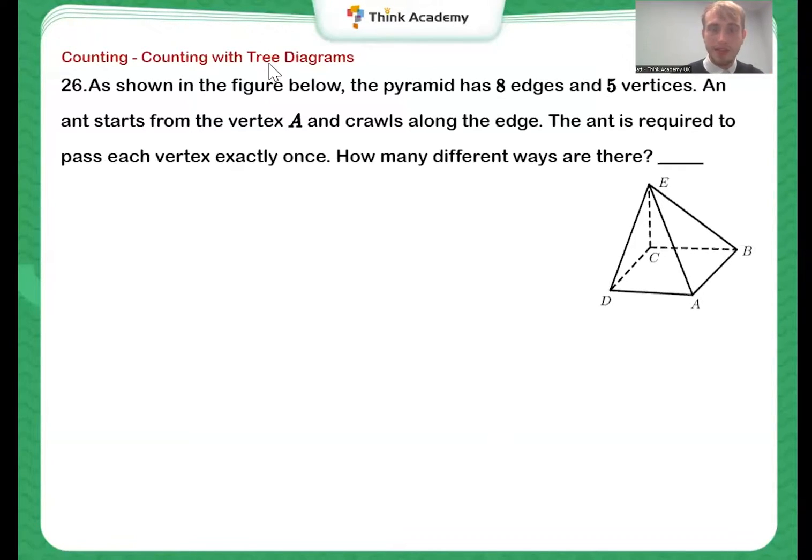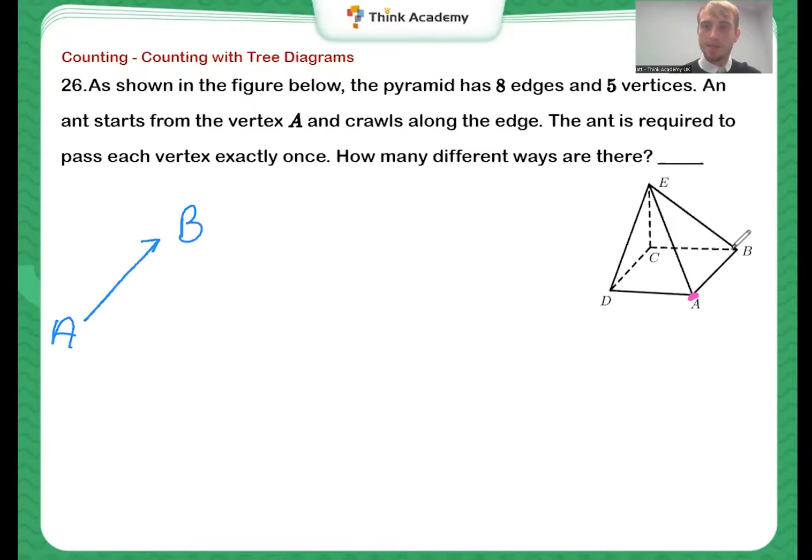Now, in terms of understanding this question, we need to start at A and we need to go across all of the other points. So from A, that's the beginning of our tree diagram. We're going to start at A. So we need to think, where can we go to? So we can go to B, we could go up to E, or we could go across to D. So let's think about all of the possibilities if we were to go to B.